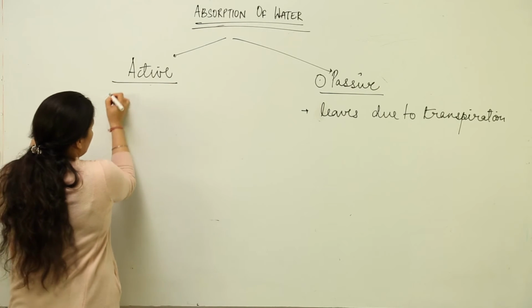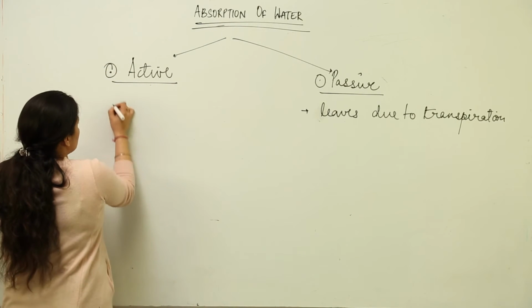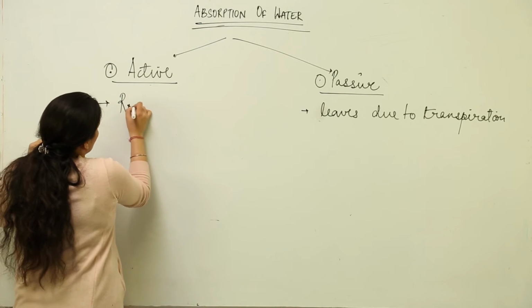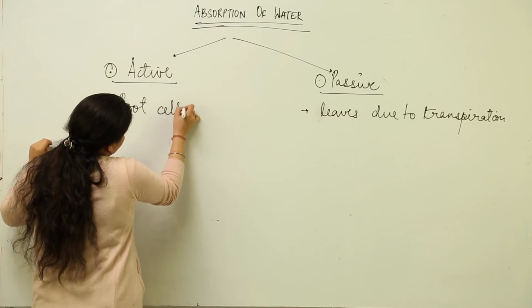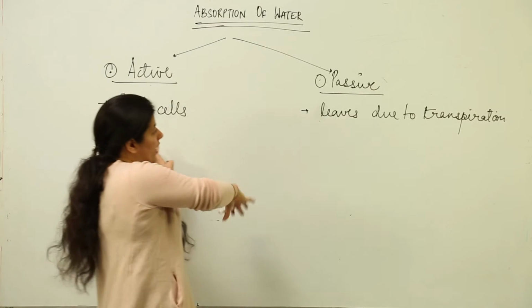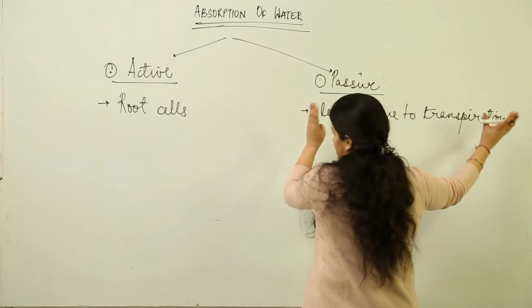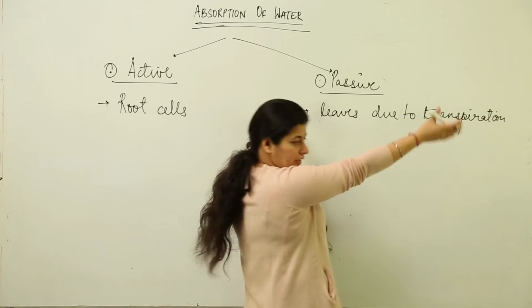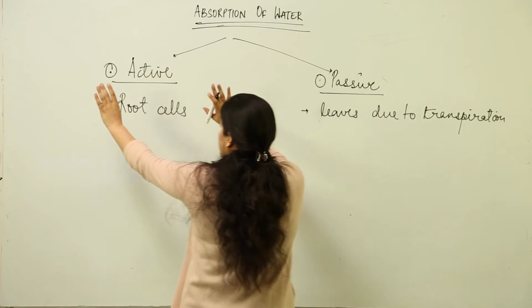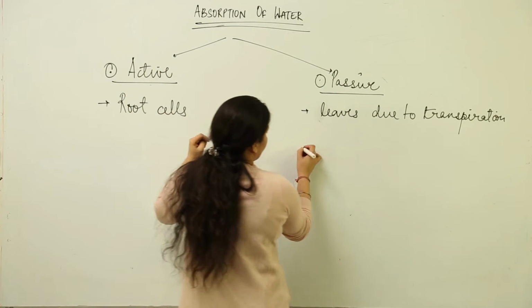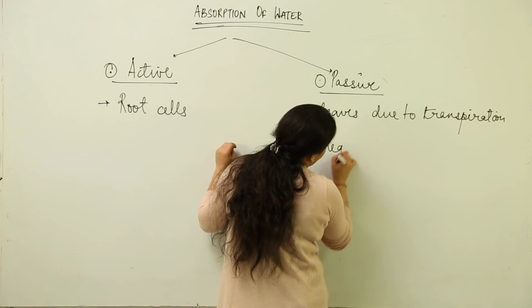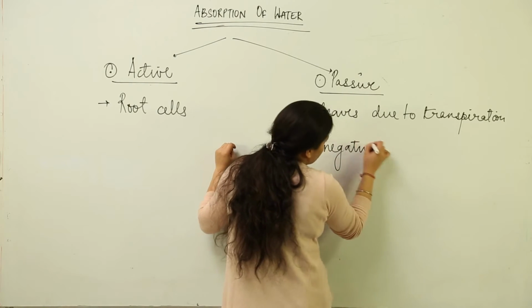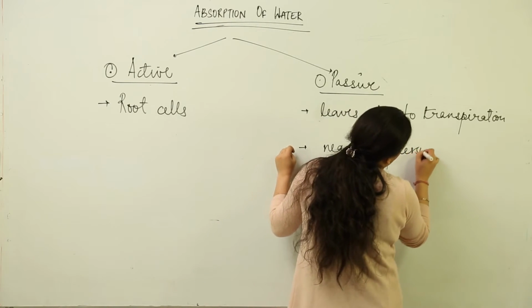On the contrary, in active absorption, the force lies with the root cells. So you can see the difference. While passive absorption has the main source of force in the leaves, active absorption has the force in the root cells. Secondly, we have a negative pressure which is being generated in the xylem column.